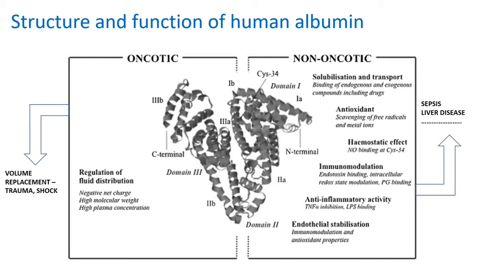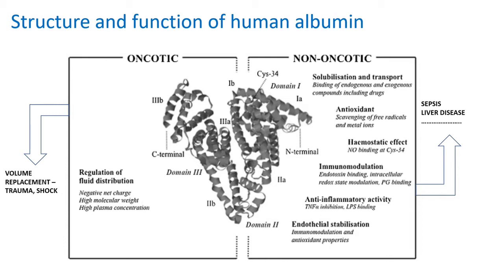You can see the albumin molecule pictured here in terms of its primary and also up to its tertiary structure, and the oncotic value of albumin, the capacity of albumin to maintain the volume of blood and plasma, is related to those aspects which you can see on the left-hand side of this slide. And for many years, this was indeed the main usage for albumin.